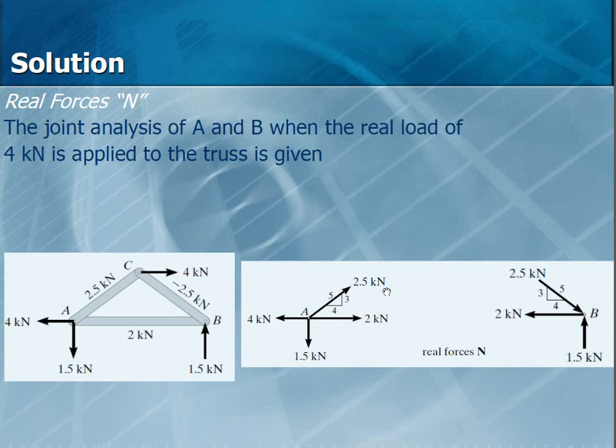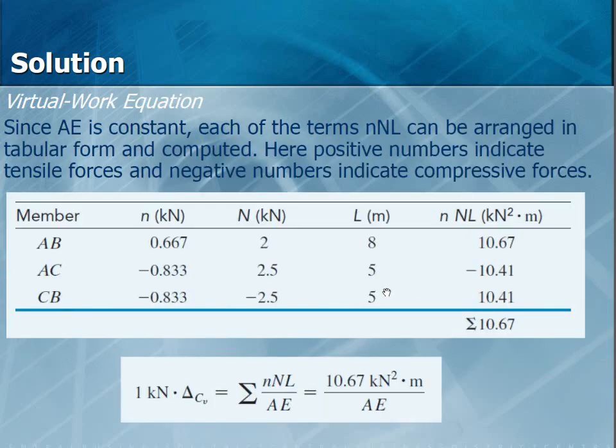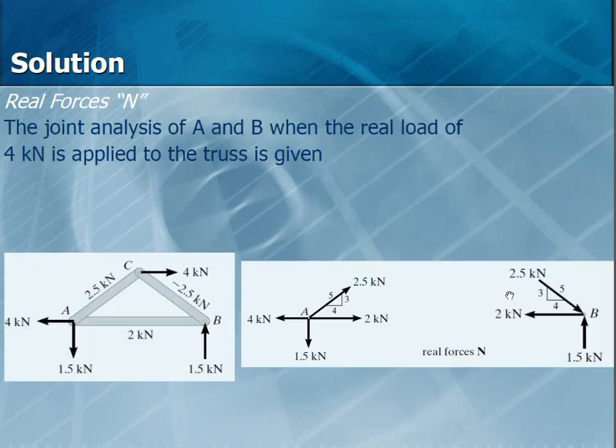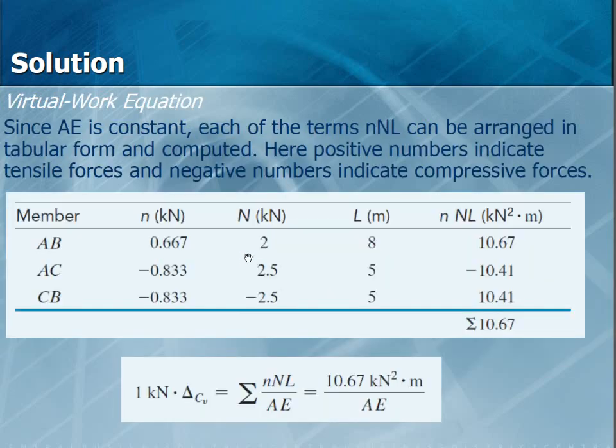In this kind of question, it's always recommended to use a table to make your calculation easier. In the same manner, the compression is negative and the tensions are positive. Why? Because we use the same sign as for the virtual loads. Then member by member, you have the small n's and the capital N's. You write them down, then you calculate nN, or basically you can go for nNL as well.